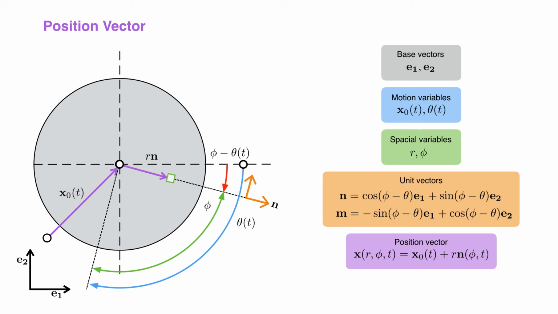And finally, we can define our position vector, which is going to be the distance from the origin to the center of the circle, and then r in the n direction. And since we have two spatial variables, our position vector should be a function of the two spatial variables and our usual time variable.